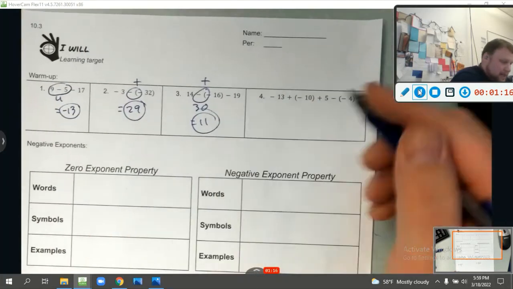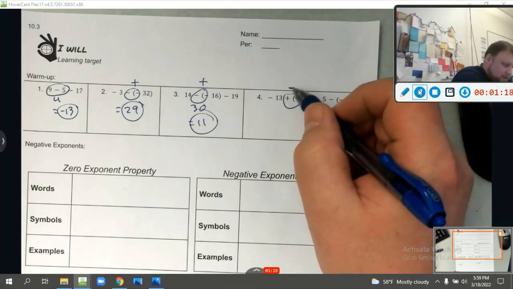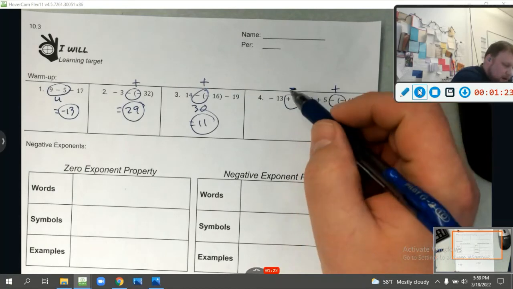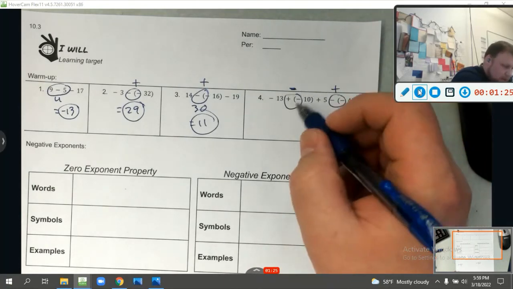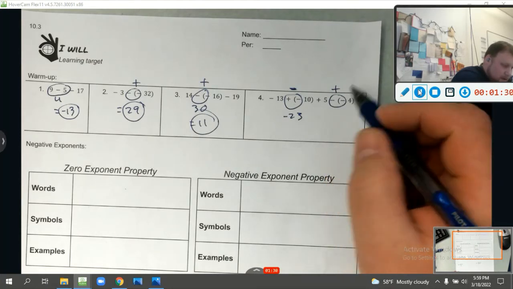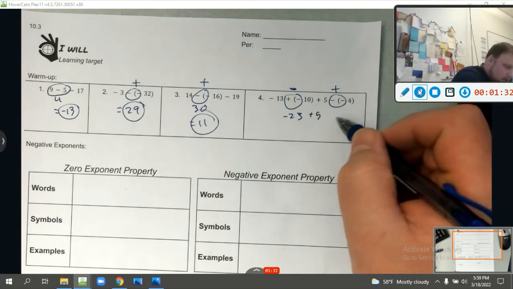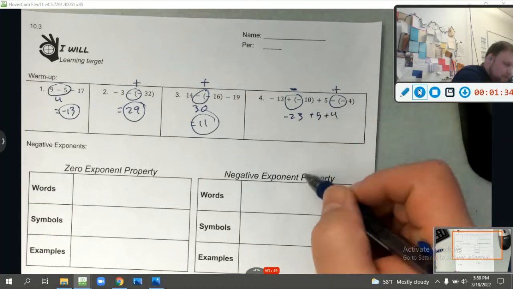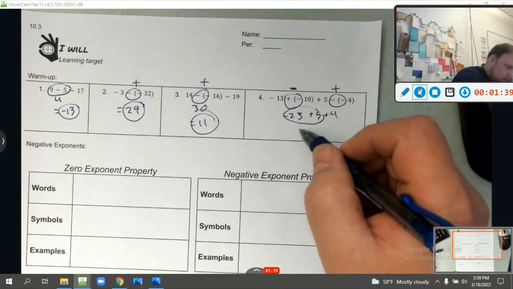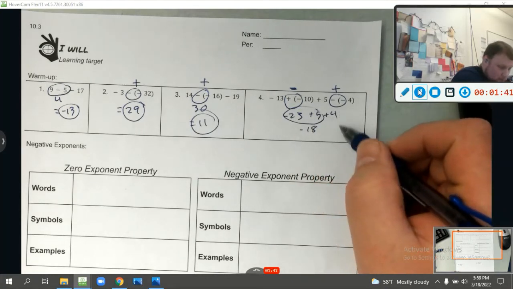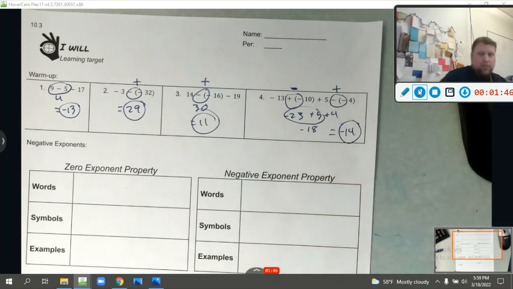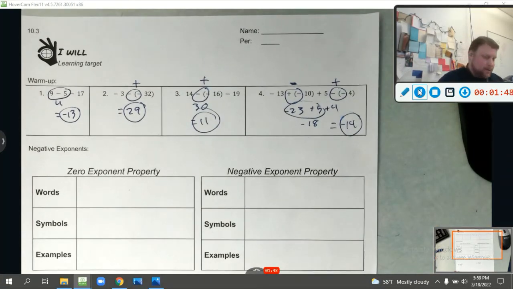And last but not least, those become a subtraction, those become a positive. Let's go left to right. Negative 13 minus 10 is negative 23. Negative 23 plus 5 and plus 4. So negative 23 plus 5 is going to be negative 18. Plus 4 is going to equal negative 14. Boom. We just work it left to right like a boss.